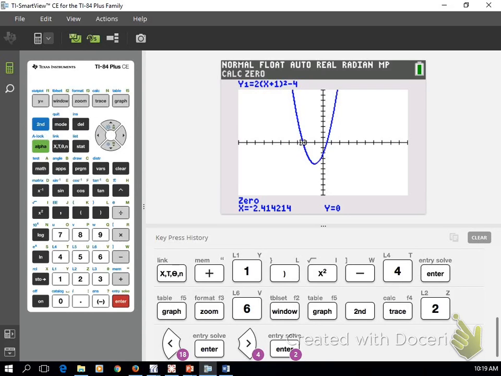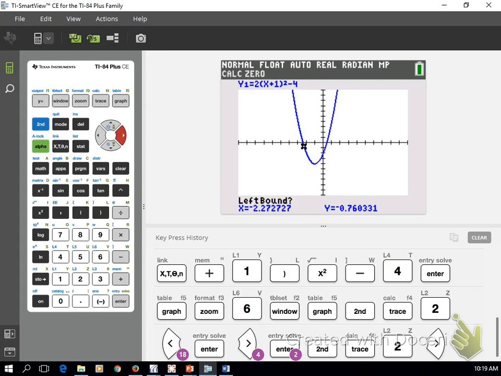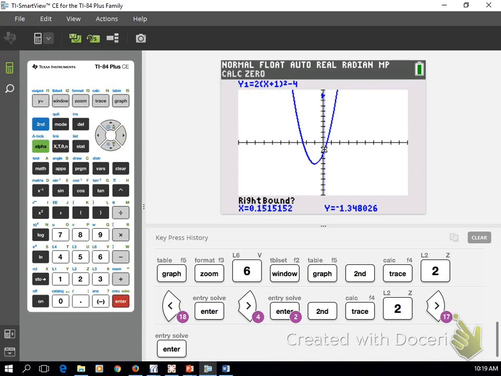And then, of course, we do the same thing to go find the other zero. So just to the left of the next zero, and then just to the right, then hit enter. And again, we see we weren't too far off, 0.41.